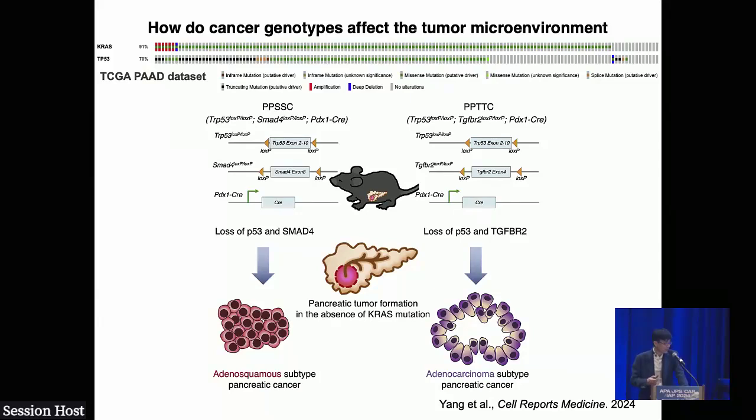And interestingly, they did develop spontaneous pancreatic tumors. And more interestingly, the PPSSC with the P53 and SMAD4 loss not only developed spontaneous pancreatic tumors, but the tumor is a very unique and relatively rare subtype. It's the adenosquamous subtype. Instead, the usual KPC mouse develops the classical adenocarcinoma subtype.